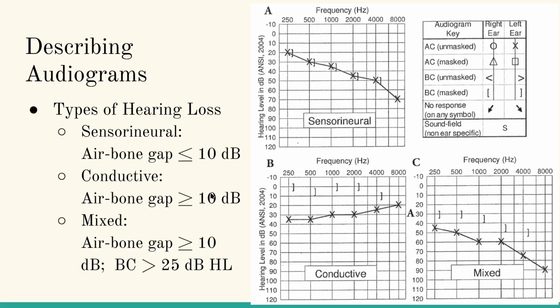Sometimes we may have a conductive loss in one section of the audiogram and a sensorineural loss in another portion of the audiogram, so you want to describe both. You might say you have a sensorineural hearing loss with a conductive component if it's not quite a mixed hearing loss. If there's only one or two thresholds that have a conductive component, but it's predominantly sensorineural, you might call it sensorineural with conductive components.